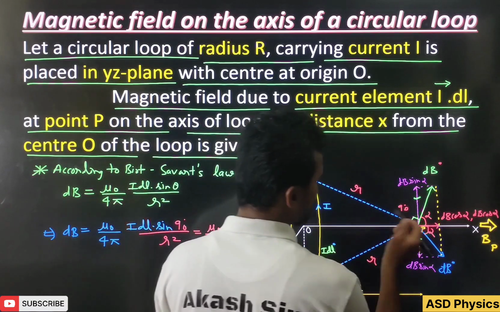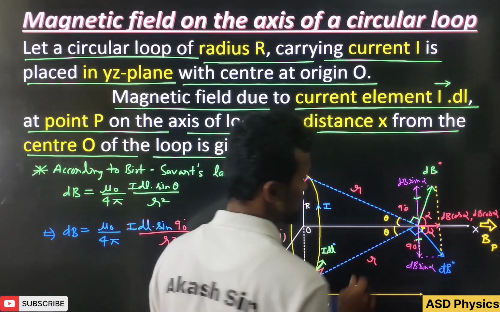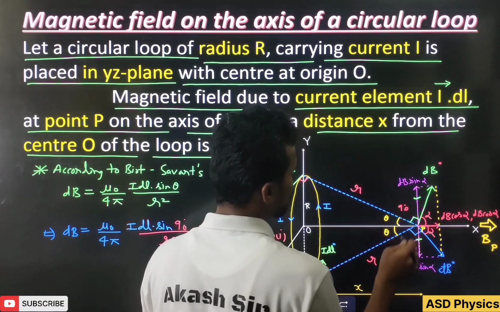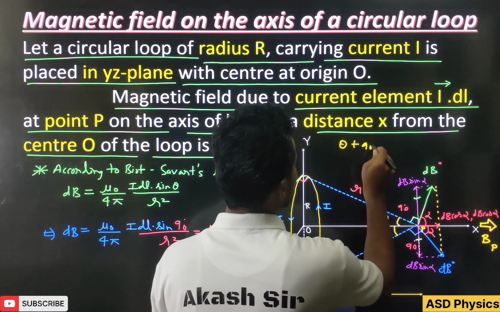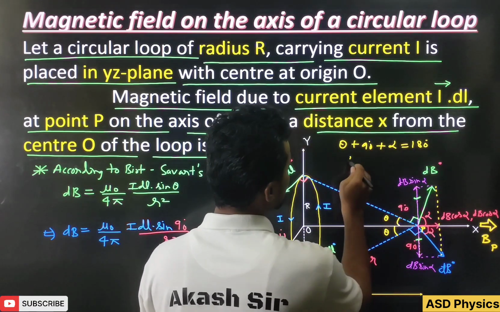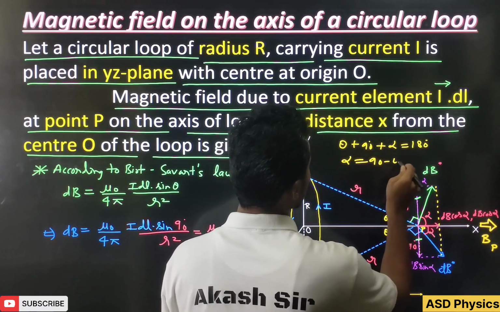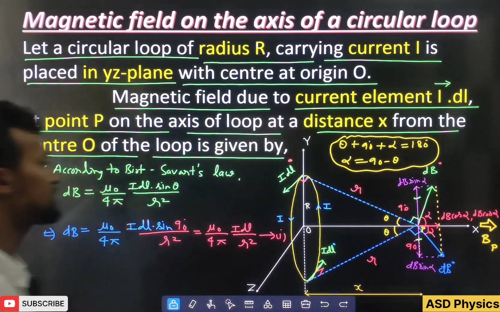After that, one more thing. Let's take this angle as theta, and this angle is also theta. One more thing will be required here. So theta plus 90 plus alpha. See here, theta plus 90 plus alpha is 180 degrees. So alpha will be how much? This alpha will be 90 minus theta. This thing is also required here. Can you see very well?